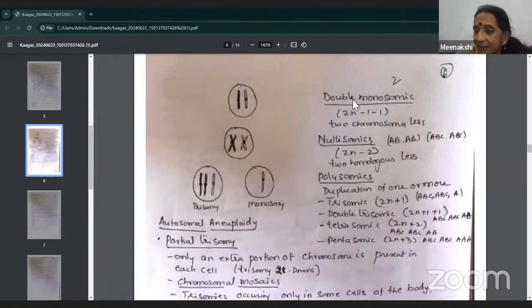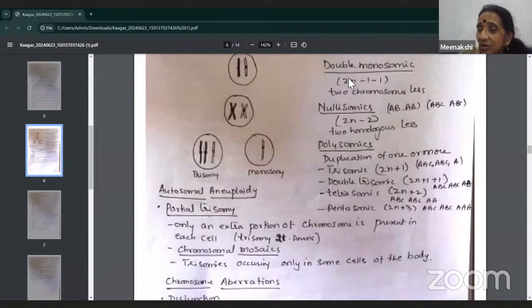There are other types, like double monosomic. Monosomic, as we said, is 2n minus 1. Double monosomic is 2n minus 1 minus 1, so two chromosomes will be fewer. Of the 46 chromosomes we have, two chromosomes will be removed. Maybe chromosome 19 is lost from one cell and chromosome 10 is lost as well. So two different individual chromosomes are lost. That is 2n minus 1 minus 1.